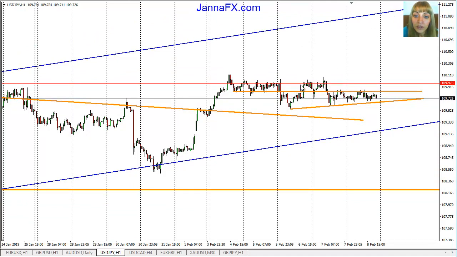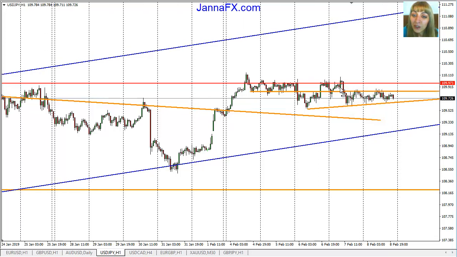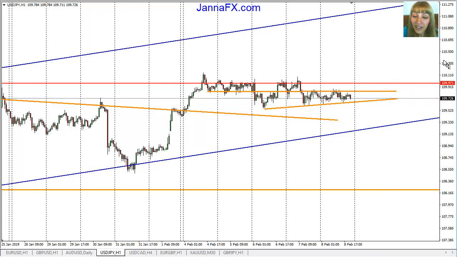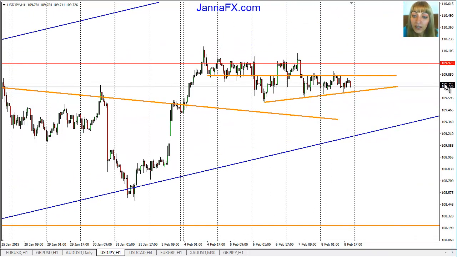But when it started to consolidate a bit more, I have swaps, and the swaps are quite big, and losing on swaps is why I don't really like to go for long-term trading. I decided to close it with at least a small loss.